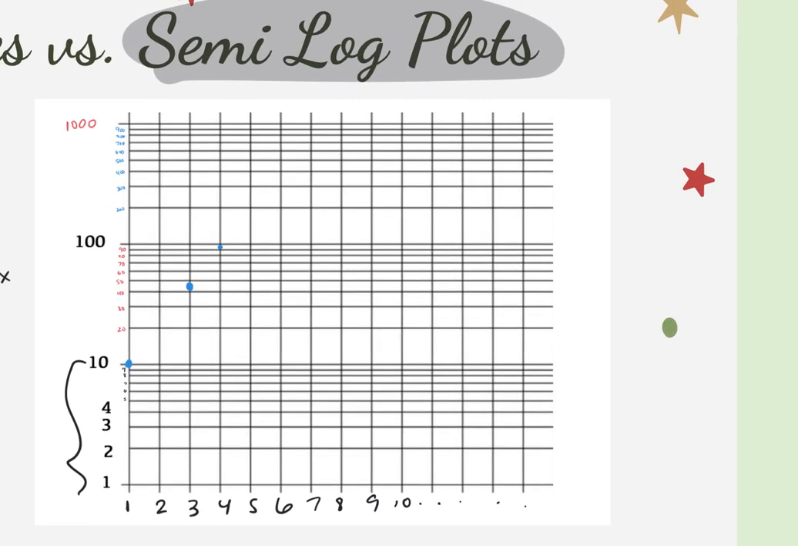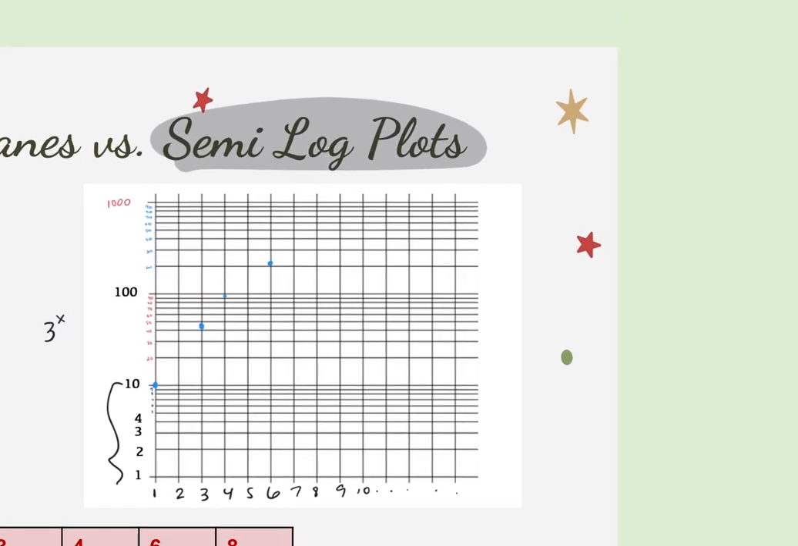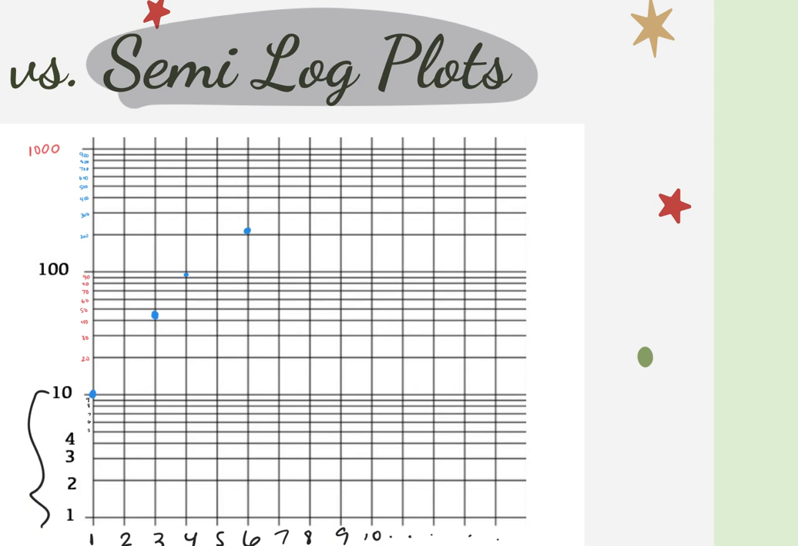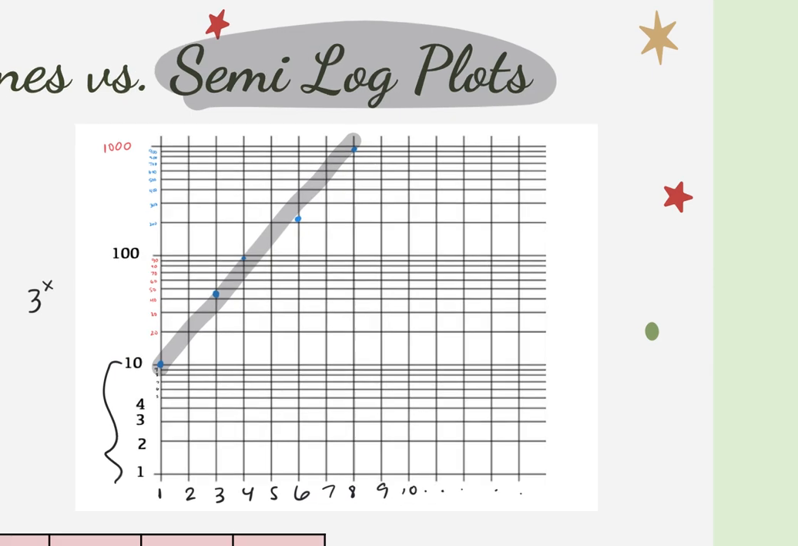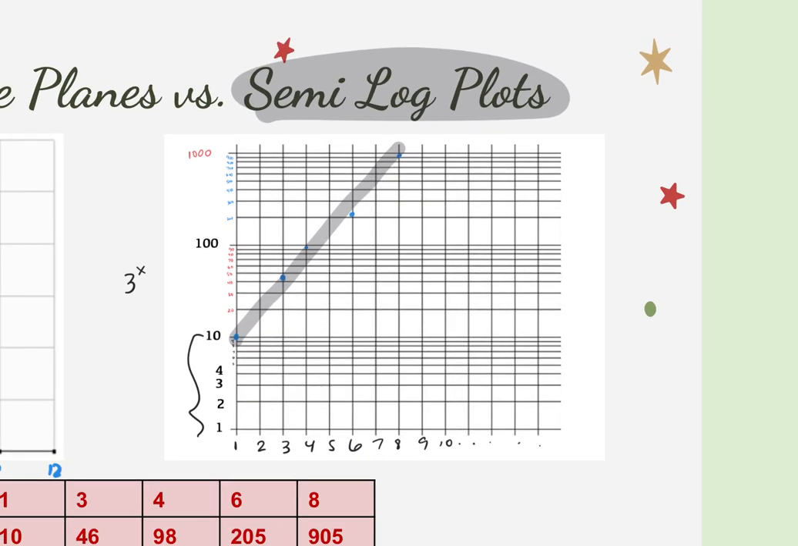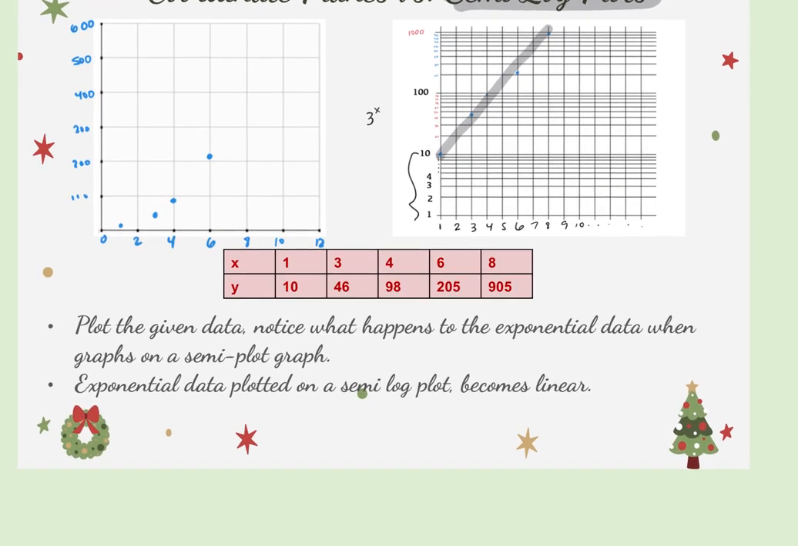6 and 205, right above the first one after the 100. And 8, 905. 905 is here. Now notice that overall shape looks linear. If we were exactly accurate, it would be a perfect line. So notice that on the bottom I wrote it, but notice that what happens to the exponential when it graphs on a semi-log plot, it becomes linear.